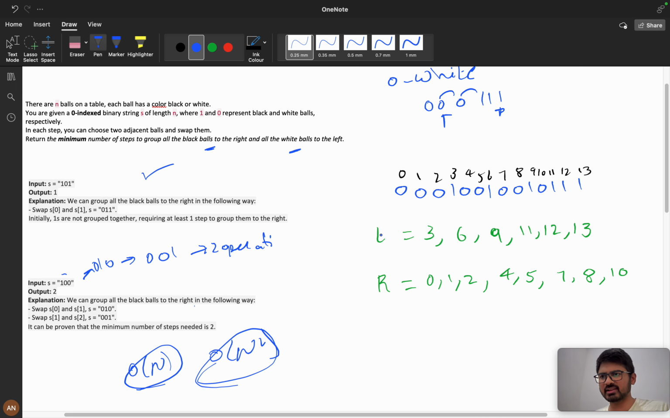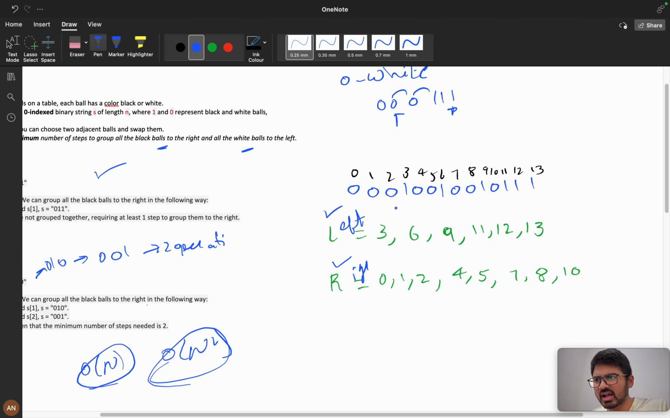Now in the left array, let's not think about white balls and black balls. Let's think about the elements, zeros and ones, because that will make it easy to think, instead of thinking about balls, because that is a bit complex in terms. So zeros and ones. The zeros' indexes we are storing in the left array. The ones' indexes we are storing in the right array. And I will use two pointers.